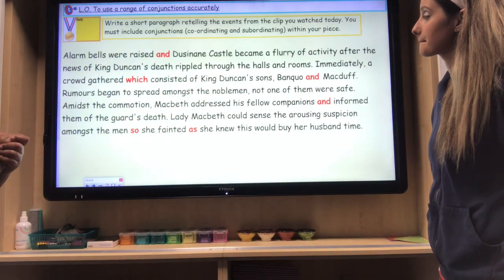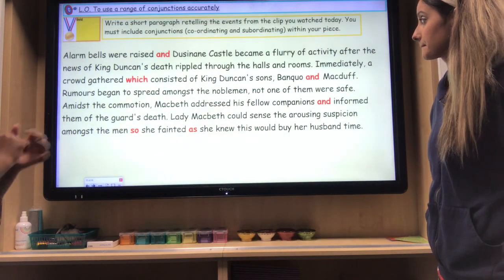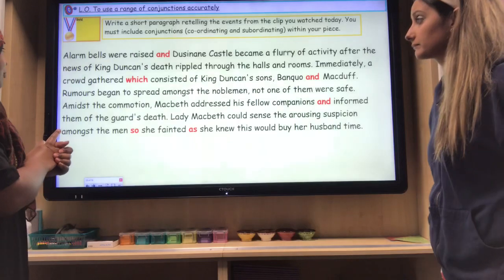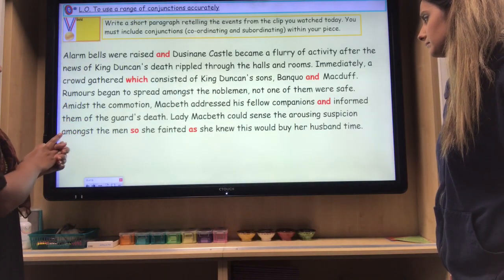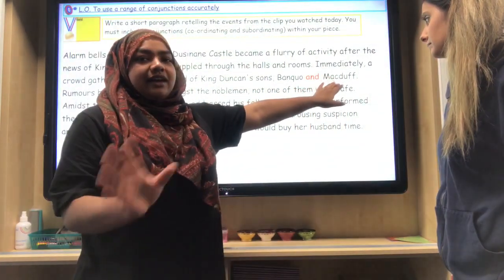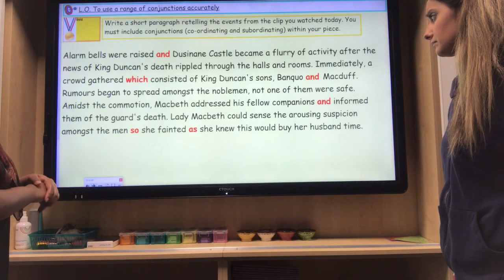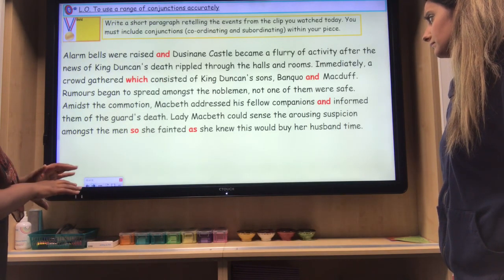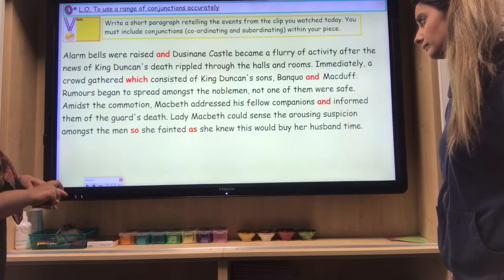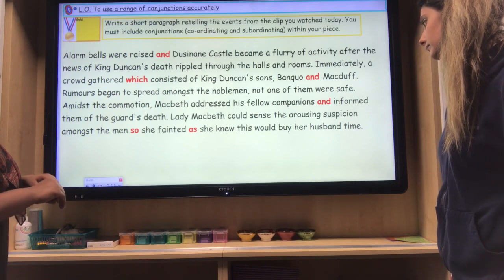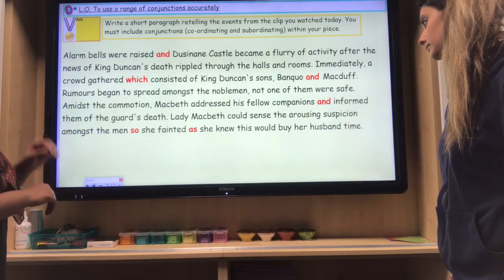Alarm bells were raised and Dunsinane Castle became a flurry of activity after the news of King Duncan's death rippled through the halls and the rooms. Immediately a crowd gathered which consisted of King Duncan's sons, Banquo and Macduff. Macduff is another nobleman who's there at the gathering. He's an important character. Rumours began to spread amongst the noblemen. Not one of them was safe. Amidst the commotion, Macbeth addressed his fellow companions and informed them of the guard's death. Lady Macbeth could sense the arousing suspicion amongst the men, so she fainted as she knew this would buy her husband time.